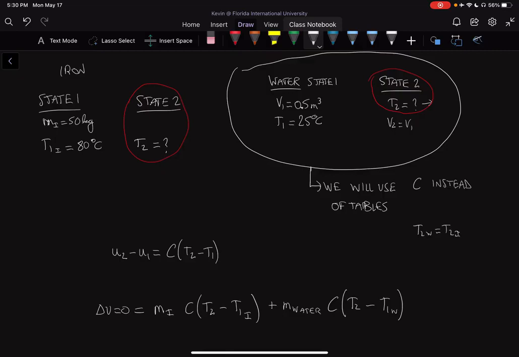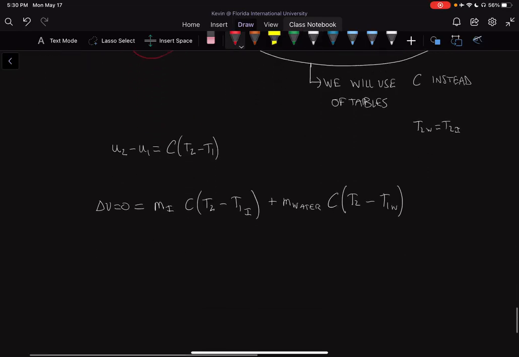So now, what are the terms that we have to find? We know that we have to find T2. That's our final term. Okay, I'll put it in green. So we have to find T2. We have the mass of iron. We now have to find C for iron. We have to find C for water. So these C's are specific to iron and water.